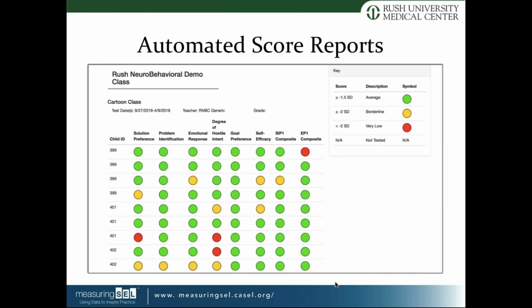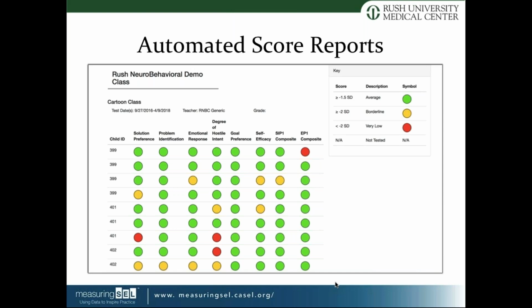Score reports can be generated at the student, classroom, school, and district levels. Reports show color-coded overviews of how students are doing, with green indicating average scores, yellow indicating scores 1.5 to 2 standard deviations below the mean, and red indicating scores lower than 2 standard deviations below the mean. When the cursor hovers over a result, the standard score appears for that subject. Users are also able to generate numeric reports of standard scores as well.